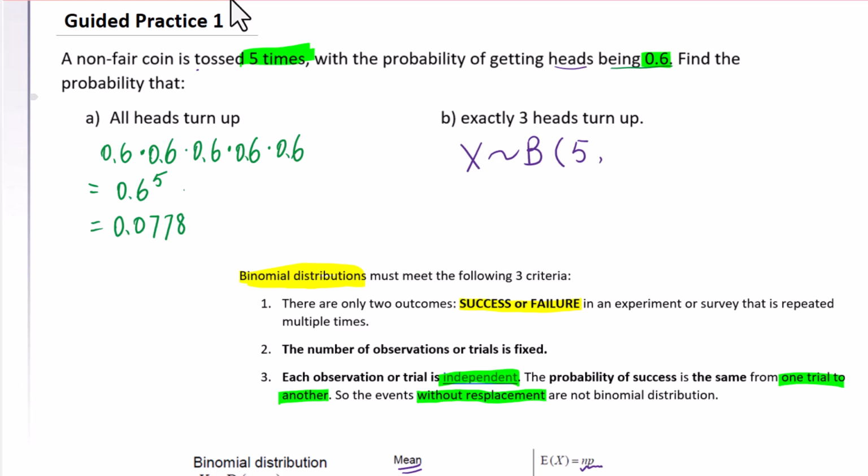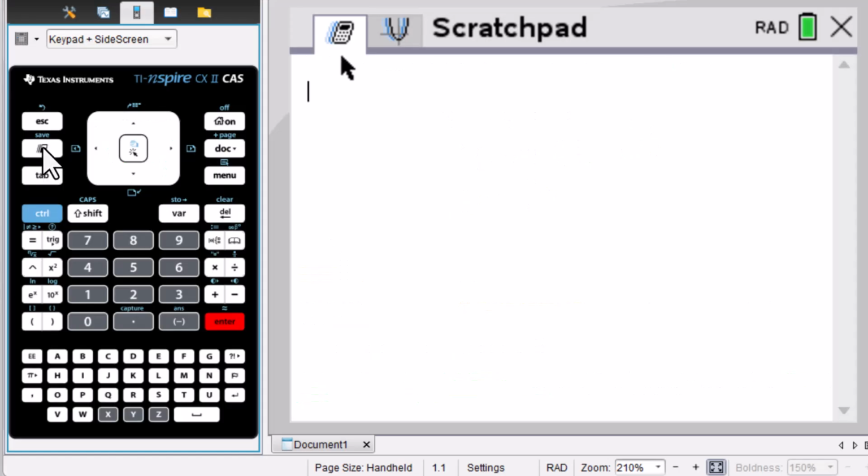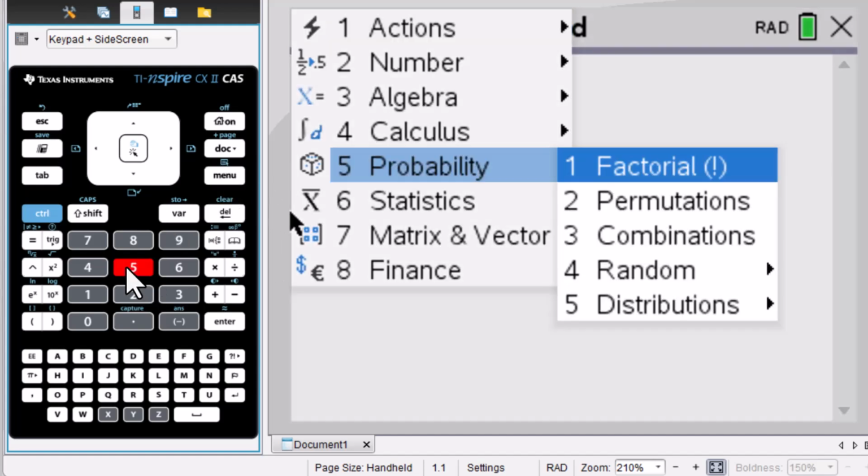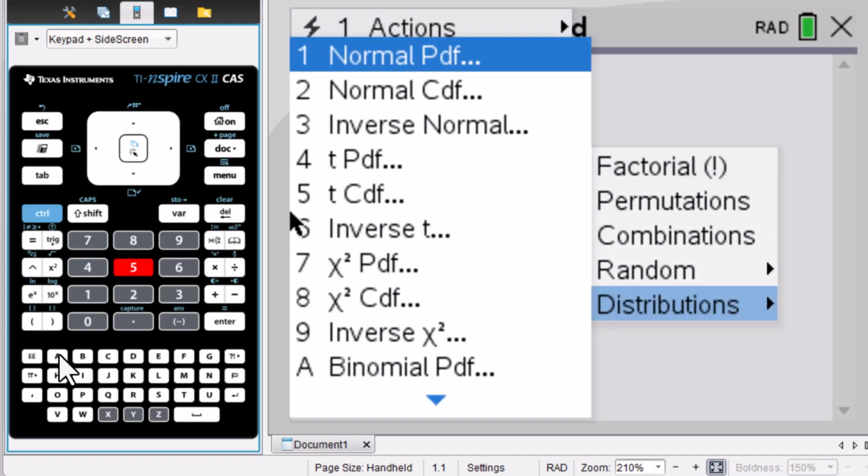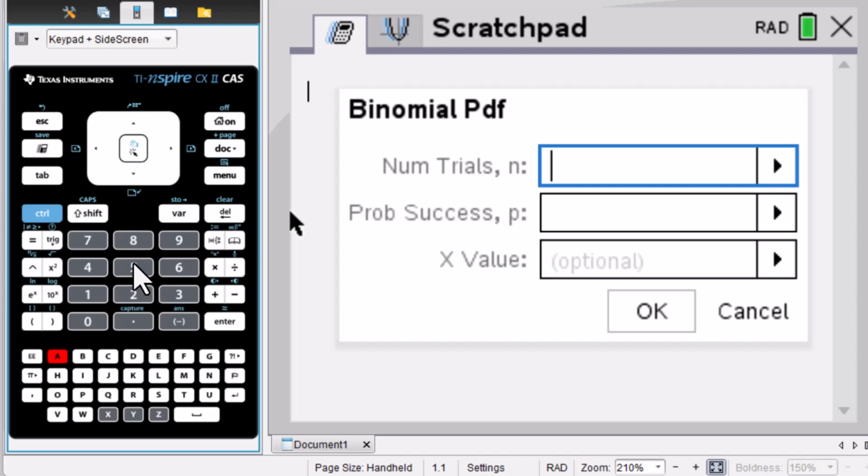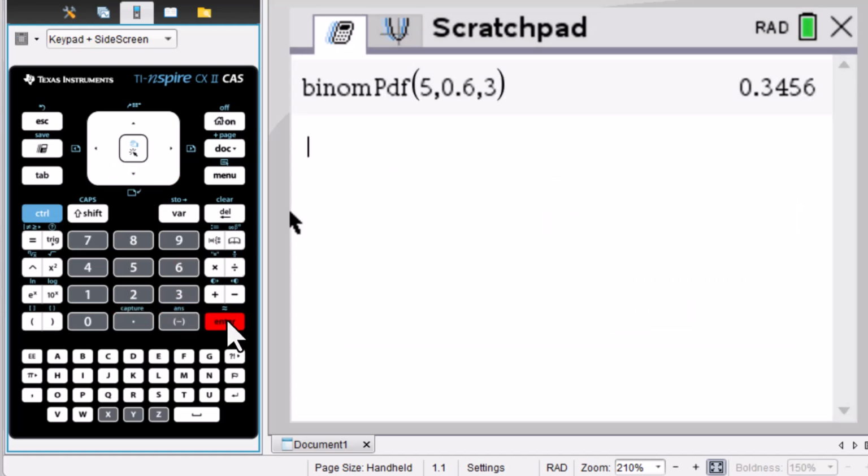Probability of getting heads up is 0.6. We are looking for the probability of x equals 3. We will put 5, 0.6 and 3 into our calculator. So use a scratch pad. Go to menu, 5 probability, 5 distribution. Press this A, binomial PDF, 5, 0.6, 3, then enter. Answer is 0.346 at 3 sig figs.